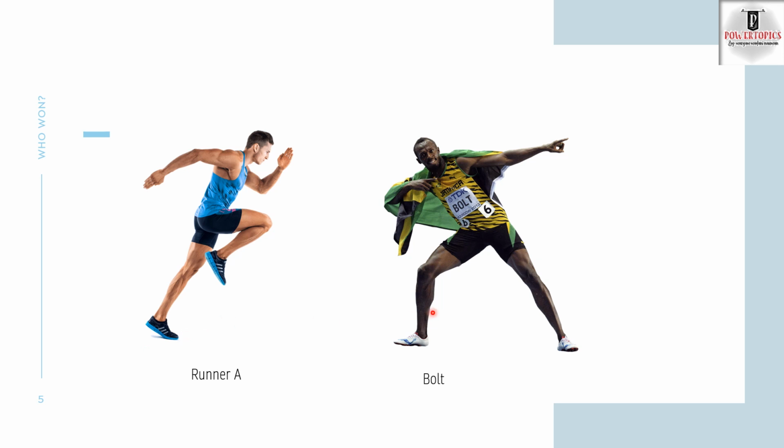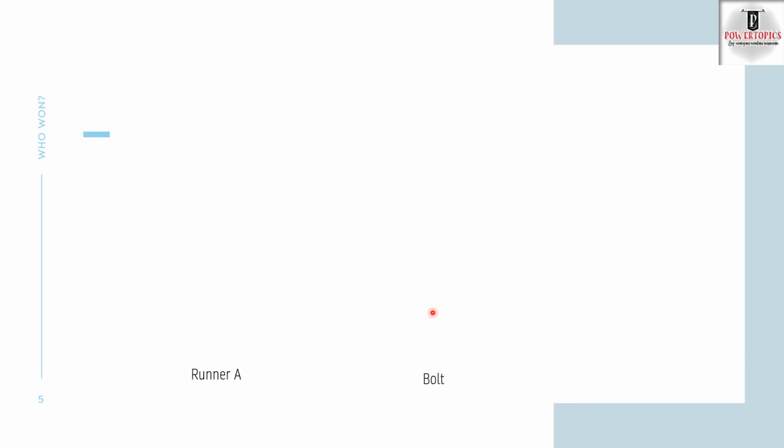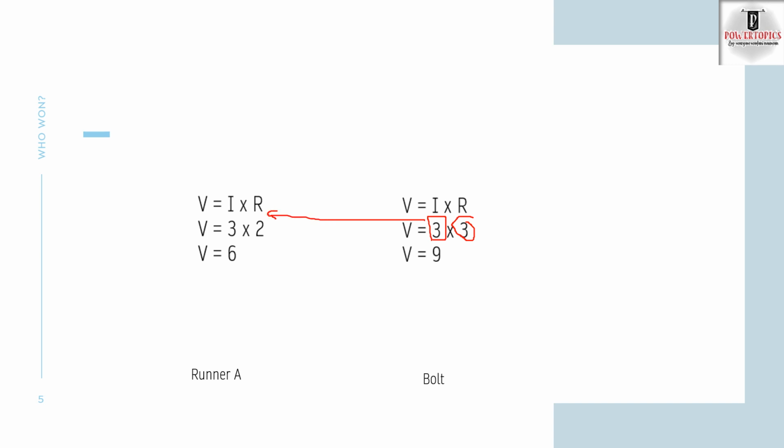So who do you think won the race? It's Bolt. Why? Well, take a look at here. The voltage of Bolt was higher than the voltage of runner A. Despite having more resistance, Bolt had an equal current as runner A. So to match this current, more force or more volts was needed to push the electrons.